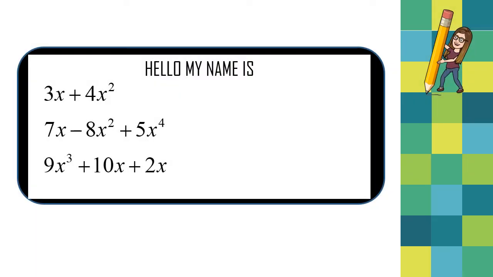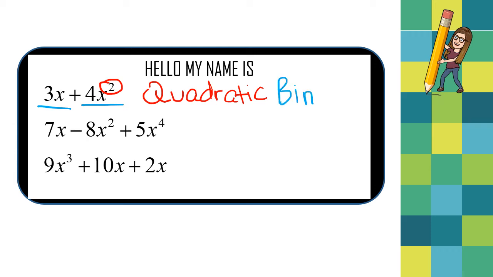So let's take a look at some examples. Here are three examples that we are going to name with a first and a last name. The first thing I notice is the degree. The highest exponent on this one is 2, which means it's quadratic. The number of terms it contains is 1, 2. So two terms is binomial.